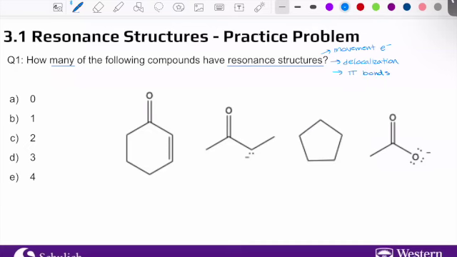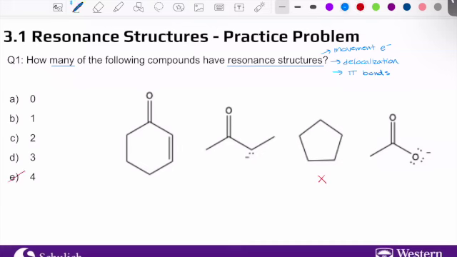So with that criteria, if we were to look at compound 3, for instance, it does not contain any pi bonds, meaning it doesn't have a resonance structure, meaning right away we know that E cannot be an answer.